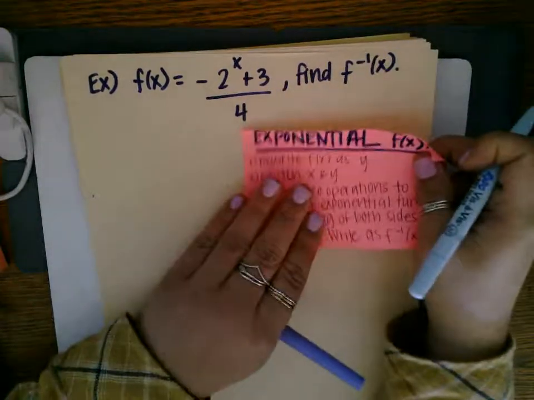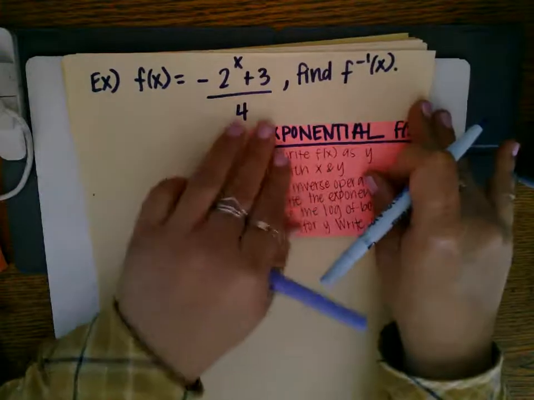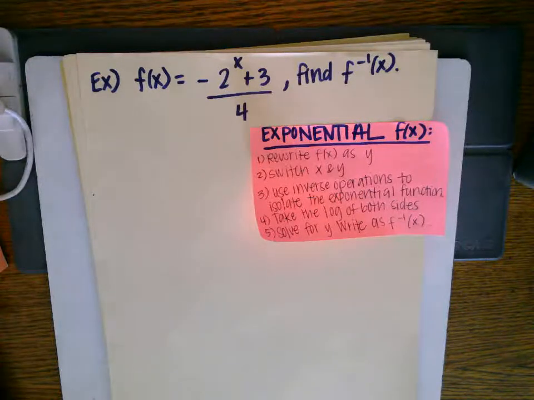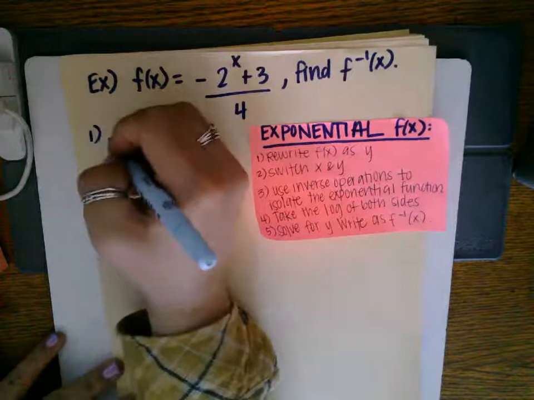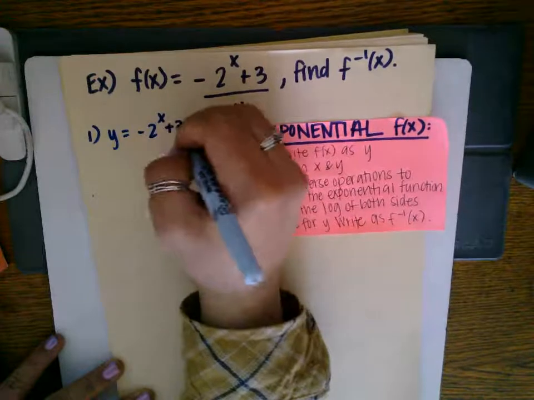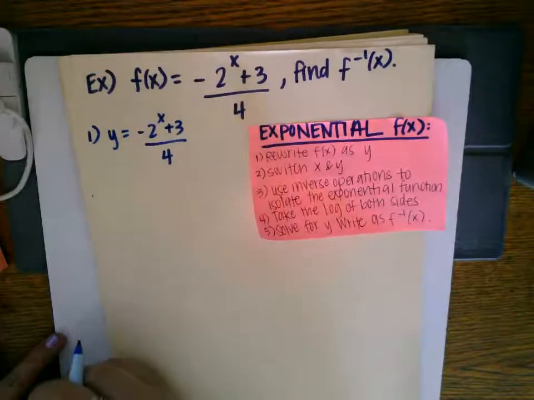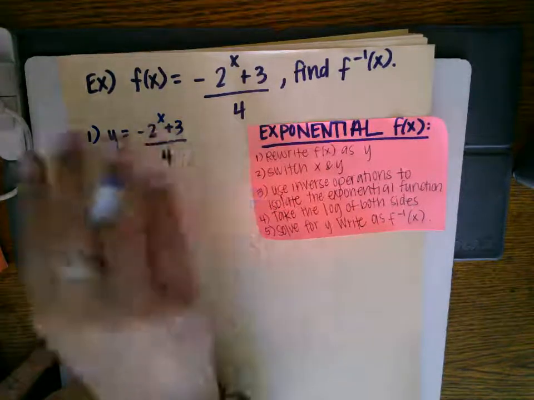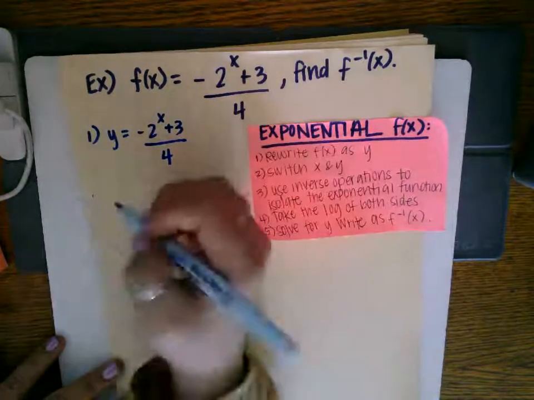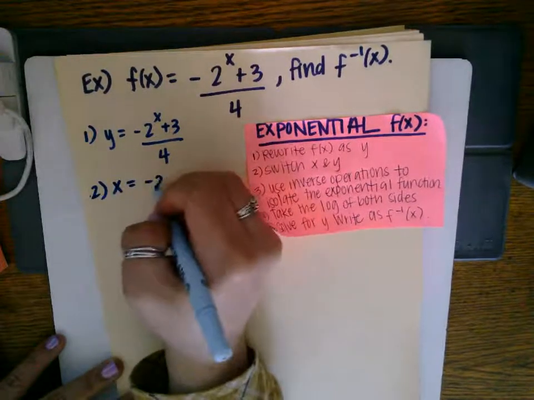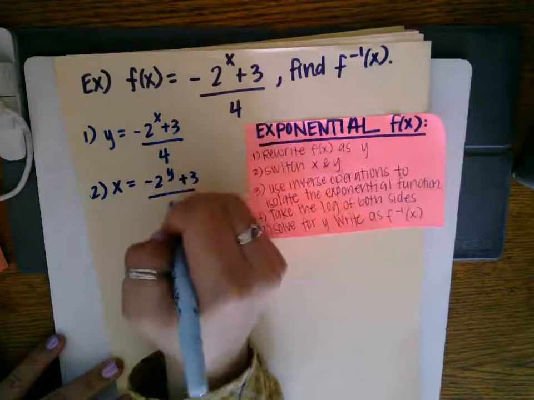So let's grab our step-by-step procedures, our list of how we find exponential functions, and go along because we've definitely increased the difficulty. So step 1 says rewrite f of x as y. So y is equal to negative 2 to the x plus 3 over 4. Step 2 says to switch x and y. It's the most important part of finding an inverse. Otherwise, you're just not finding an inverse. You're just kind of doing some algebraic manipulations. X is equal to negative 2 to the y plus 3 over 4.